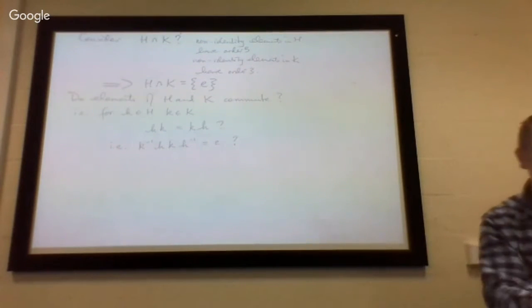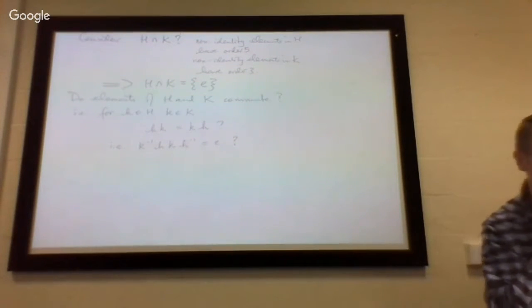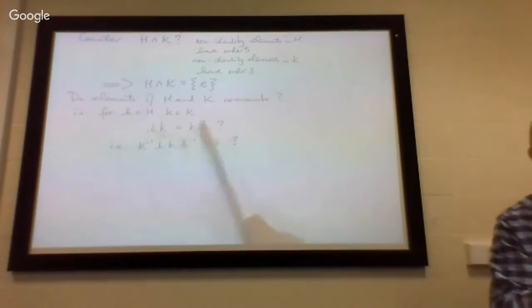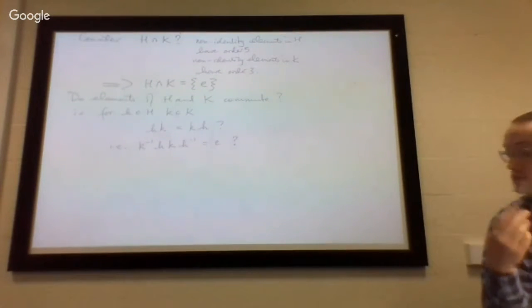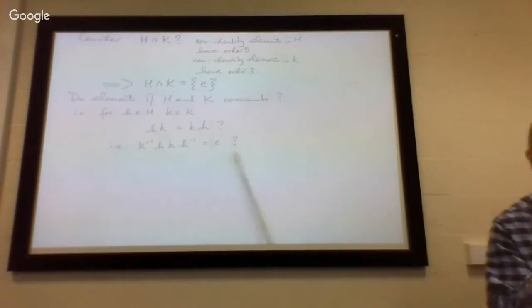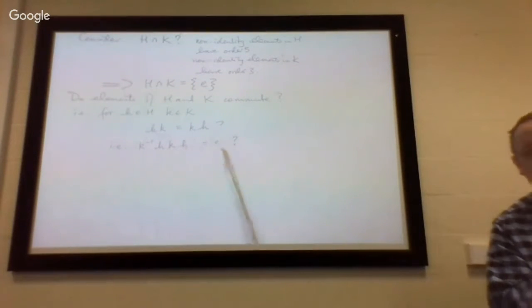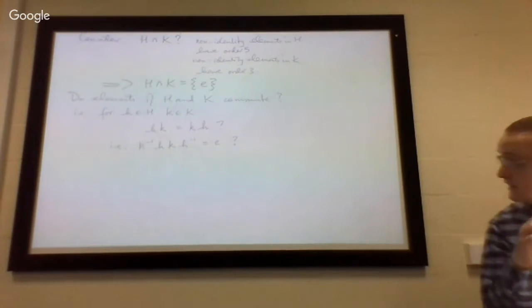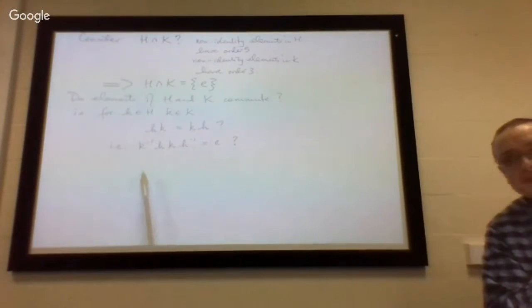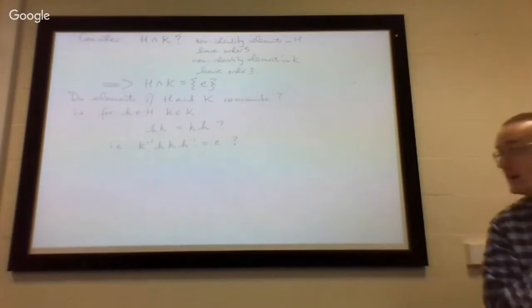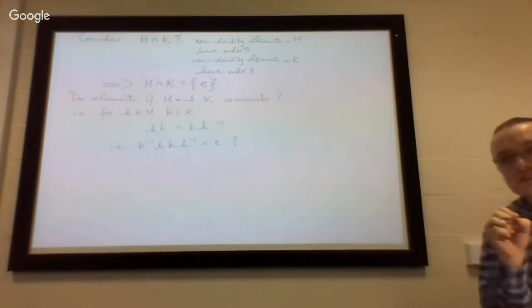That's a question, but it's an equivalent question to the first one. And this is the question of, do the elements of H and K commute? So that question, do elements of H and K commute, is now equivalent to this question: is this combination K inverse H, K, H inverse equal to the identity? Now there's a lot of conjugation going on. In this product of four elements, you can see two different conjugates, can't you?